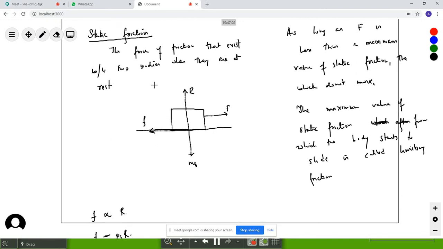May I clean this after this? May I clean it?